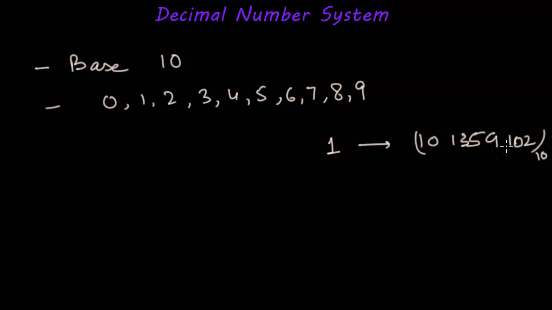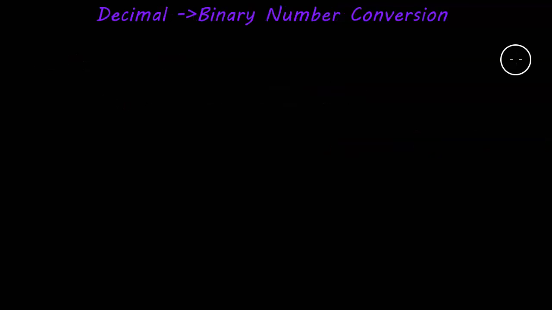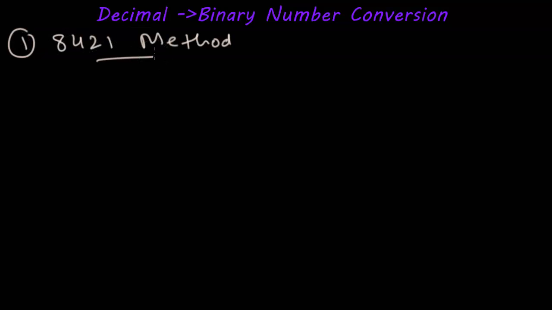Let's understand now how to convert a given decimal number into binary form. The first method that we will be discussing is called the 8421 method. This is the easiest method but a little tricky to understand, so let's pay attention more carefully. Each place in a number represents a particular power, which we have discussed in a previous video. Let's say we have a 4-digit binary number B3, B2, B1 and B0. Each position has a particular power.